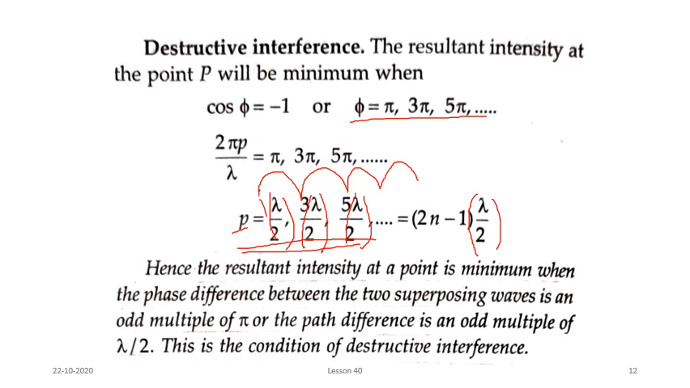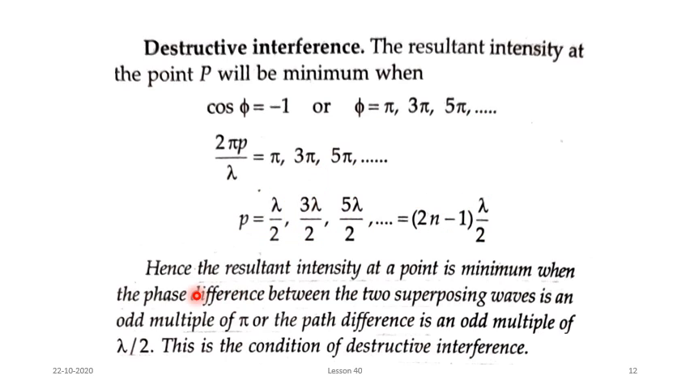So I can write this odd number as 2n minus 1. 2n is your even number. If I subtract 1 from it, I will get an odd number. So hence the resultant intensity at a point is minimum when the phase difference between the two superposing waves is an odd multiple of pi, or the path difference is an odd multiple of lambda by 2. So this condition is for destructive interference.